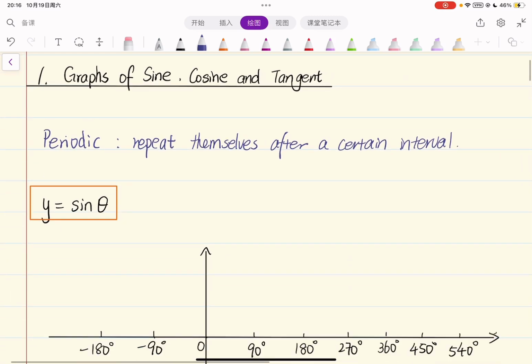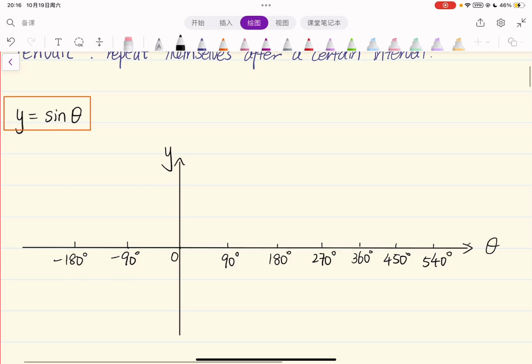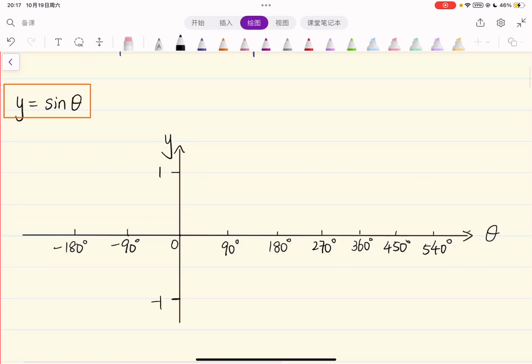Now let's look at y equals sine theta. So here is the y-axis and here we say that it's theta. When you want to draw the graph y equals sine theta, we know that the value of sine theta is between 1 and negative 1, which means the maximum value of sine theta is 1 and the minimum is minus 1.